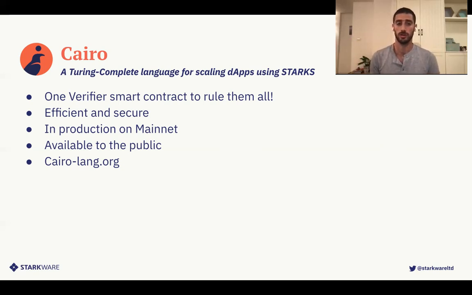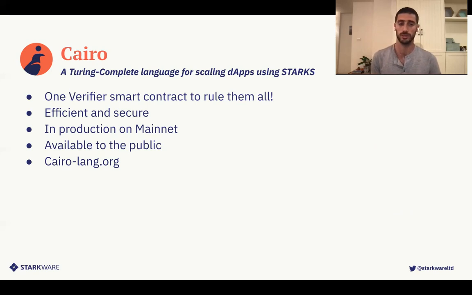Second of all, Cairo was built to be efficient and secure, meaning that even if we want to take very big computational statements, for example, a batch of many transactions, we are able to generate a proof for it in a very short time. And it is also very secure, meaning there are ways that we can audit and test a program and know that it is secure.